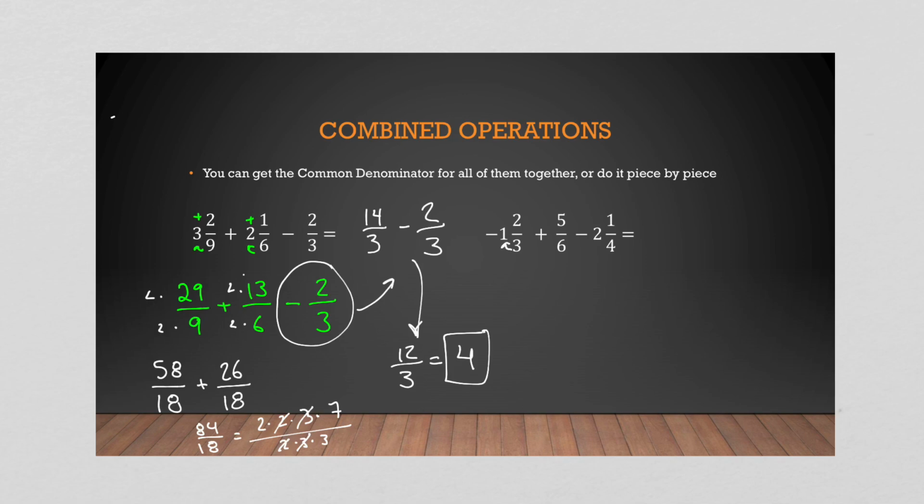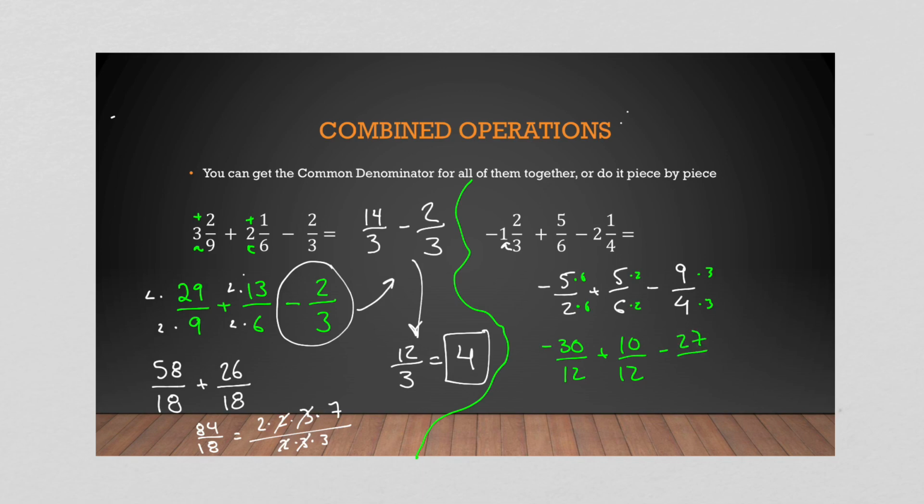Now, last one. 3 times 1 plus 2, so negative 5 over 2, plus 5 over 6, minus 9 over 4. Now what I'm going to do here is I'm just going to go ahead and get a common denominator right away for all of them, just to show you both ways here. Just draw a little line here to separate them. 2, 4, and 6, my common denominator is 12. So I'm going to multiply this by 6, by 2, by 3. The more you do this, the quicker you'll be able to identify common denominators. So negative 30 over 12 plus 10 over 12 minus 27 over 12.